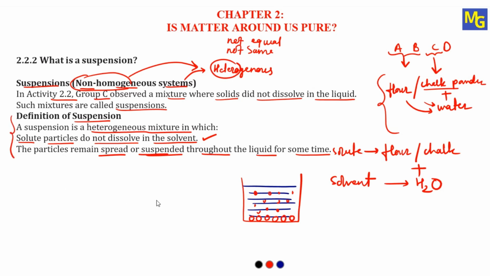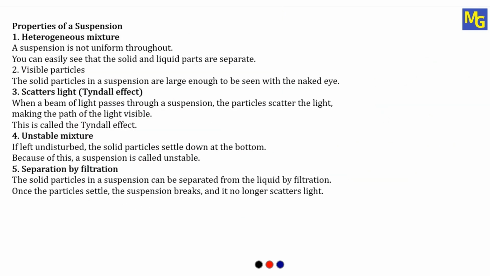Now we will see the properties of suspension. First property, as I told, it is a heterogeneous mixture. What is heterogeneous? We'll explain a little bit. A suspension is not uniform throughout. Uniform throughout means the composition is uniform, like salt and water, or sugar and water. If you put salt or sugar in water, it will get completely mixed in this liquid or solvent.